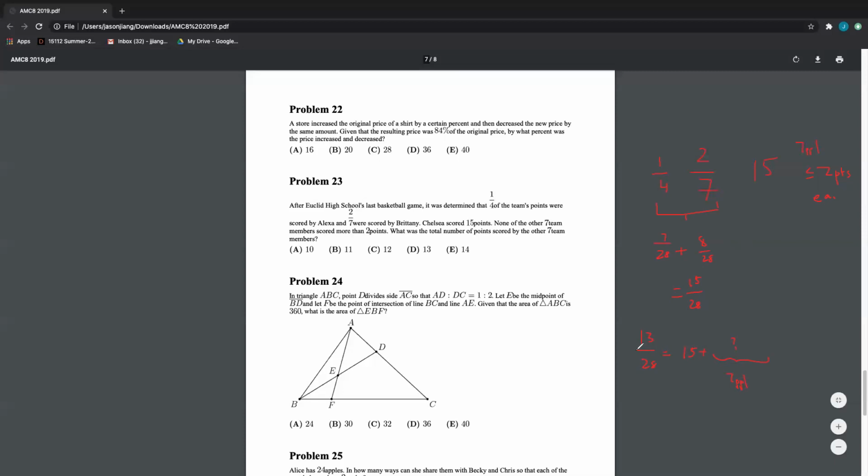If the team had scored 28 points total, then there would be 13 points to be on this right side, but that doesn't make sense because we already have 15. So let's bump it up to 26 of 56 points. So this is an equivalent fraction. We've just multiplied the top and bottom by 2. But now we can have 15 points from Chelsea, and the other 11 of 26 points can come from the other 7 people.